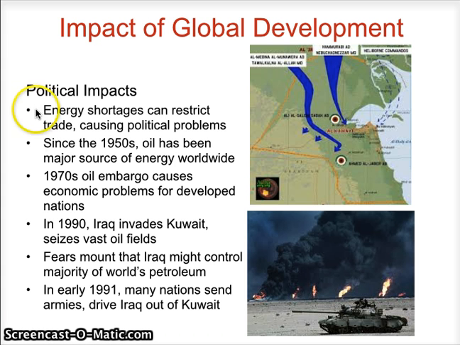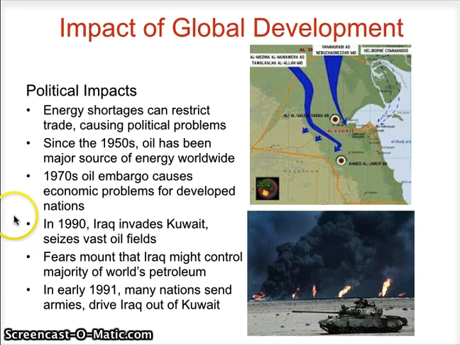Now, one thing that is very clear in modern history is energy, and the fact that there are possible energy shortages that will restrict trade. Now, the most popular form of energy since the 1950s is oil. And by the 1970s, we had an oil embargo, which ended up causing a lot of economic problems for developed nations. Now, the oil embargo, if we think of oil around the world, we're thinking mostly of the Middle East at the moment. There is a lot of oil in the Middle East.